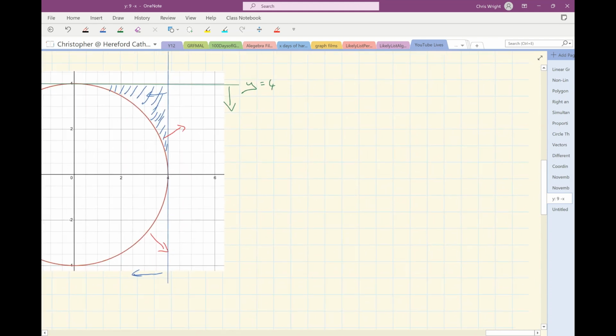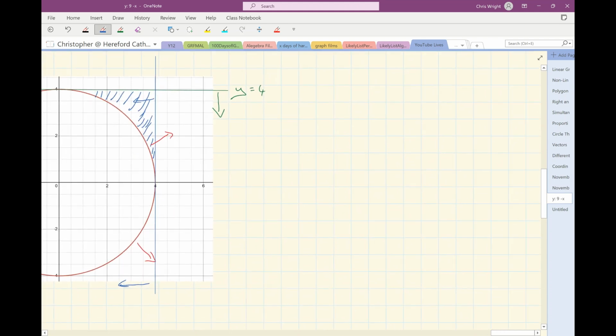So how are we going to go about finding that blue shaded area? Well, probably the easiest way to do it is to find the area of this whole square. That's the square here. That square measures 4 by 4. So once we've found that area, we could then subtract the area we don't want. Now this is the area of the square which we want to subtract away.